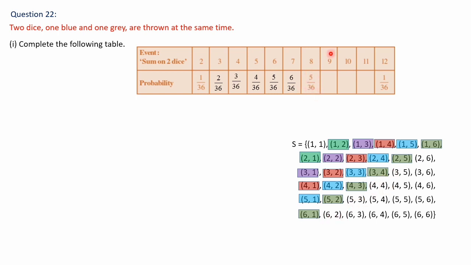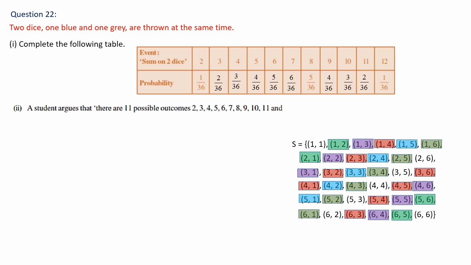Then we are going with a 9. 9 means you can see here 3 6, 4 5, 5 4, 6 3, so 4 by 36. Again with the 10 if you go 1 2 3, 3 by 36. Again with 11 if you check there are two pairs 5 and 6, 6 and 5, that is 2 by 36, and finally 6 and 6 adding them 12 will be getting only one pair, so 1 by 36. Now the column is filled.